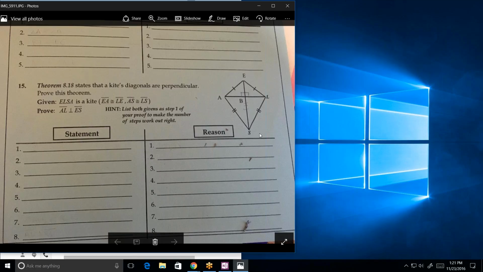And finally, if ABS is equal to 90 degrees, then AL is perpendicular to ES based on a theorem that if two intersecting lines form a 90-degree angle, all four angles are 90 degrees, and they're perpendicular.